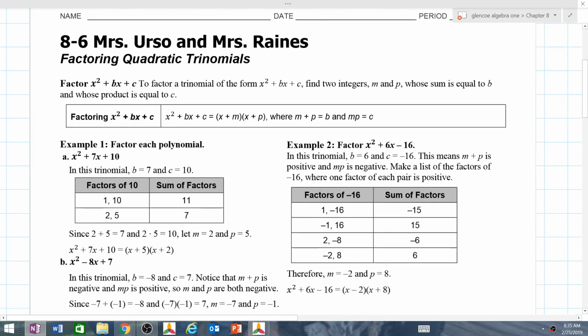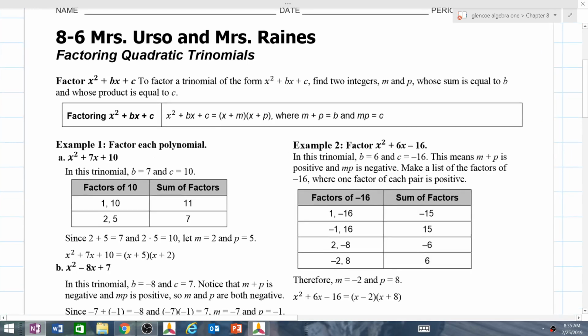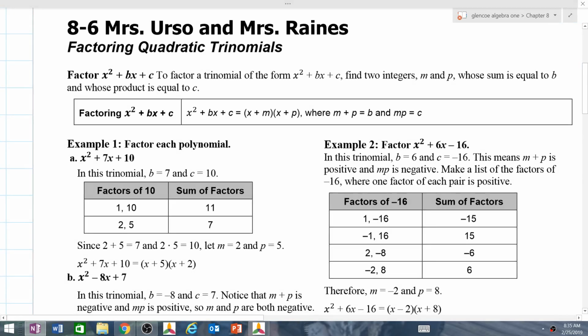So, factoring quadratic trinomials. A quadratic equation is any type of equation that has an exponent of 2 as its highest exponent. So the degree of all quadratic equations is 2. Now, when the coefficient, or the number in front of the first term, is understood to be a 1, the equation will be in the form of x squared plus bx plus c.